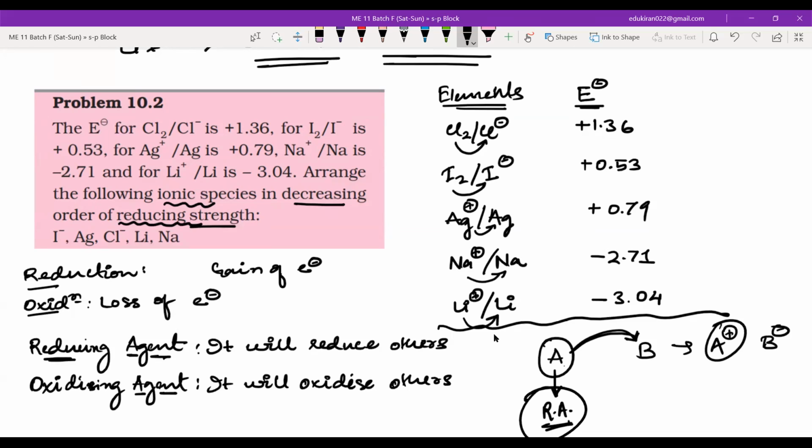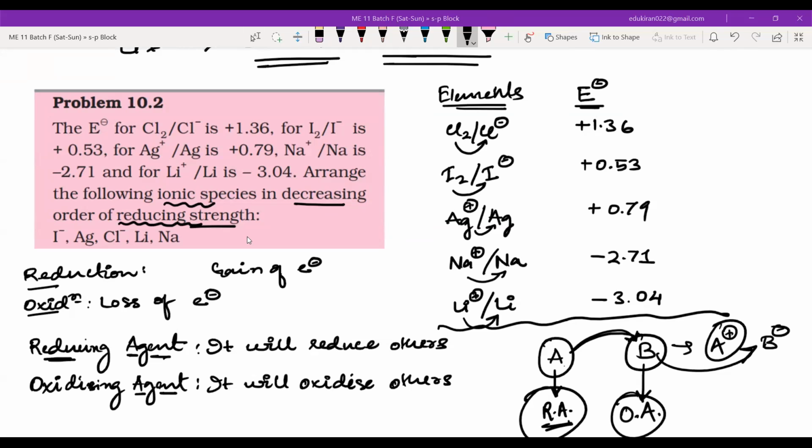So how to identify the reducing agent in a particular reaction? In the reactant side and in the product side, you calculate the oxidation state. When you calculate the oxidation state, and if you see that there is an oxidation happening, that means that guy is the reducing agent. And what is happening with B? B is eating the electron of A. That means B is helping A to get oxidized, and hence it is the oxidizing agent, and the oxidizing agent gets reduced.